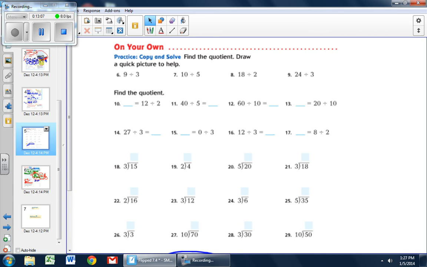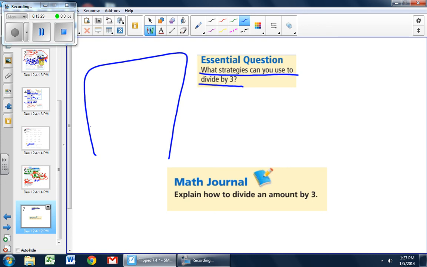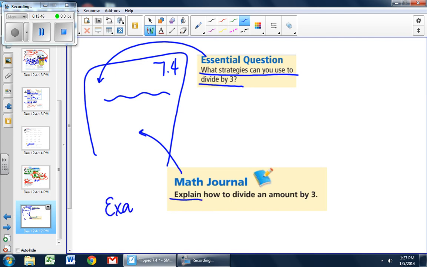Practice, practice, practice. When you're done with this page, the On Your Own page, come get the manual and check your answers. You can also check with a partner as long as you are doing that in an effective learning way. And then your essential question that was on our first slide: what strategies can you use to divide by 3? So in your math journal, we're on 7.4. Copy your essential question and then write about it. Explain how to divide an amount by 3 is your math journal question. You're going to explain that and then give me an example.